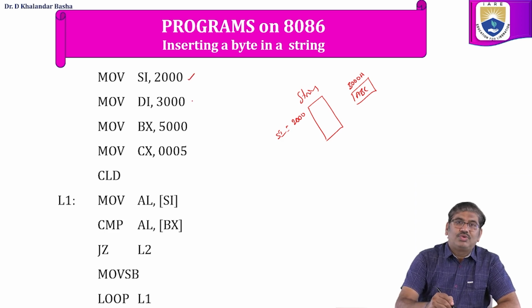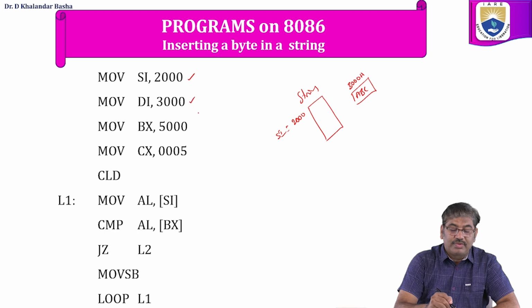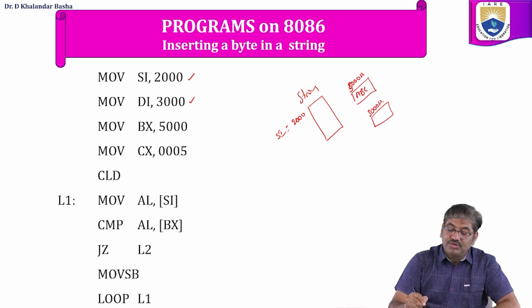So first MOV SI, 2000H, which points to the source string. The string which we want to compare, we are going to load into the DI register. Which string we want to load, we are going to load in the 3000H location. The 5000H location will contain the data with which we are going to do the comparison. Whenever the ABC is found in the source string, then the data which is present in the 3000H location, we are going to insert. So this data with which we want to search, that we are going to load into 5000.